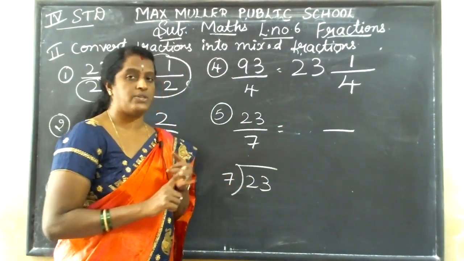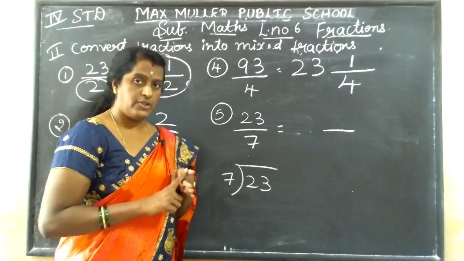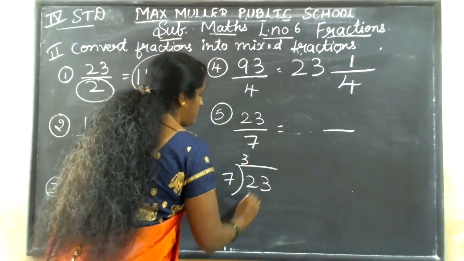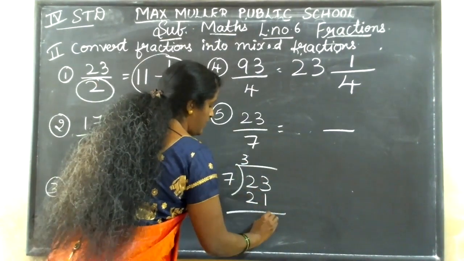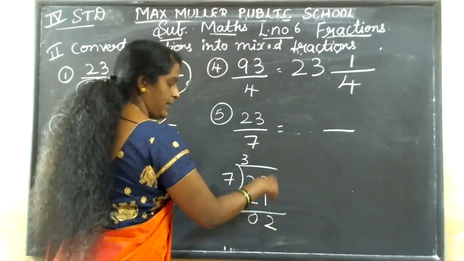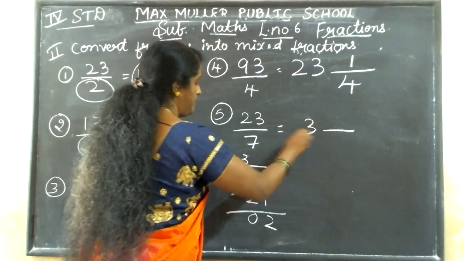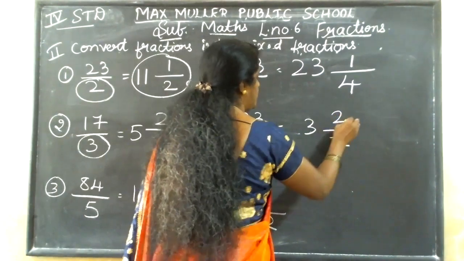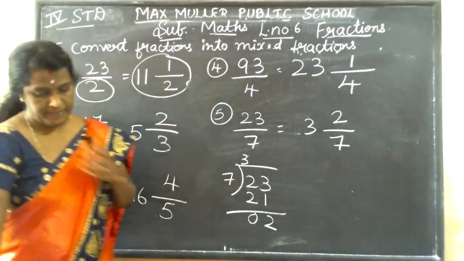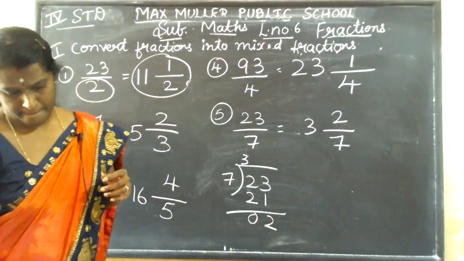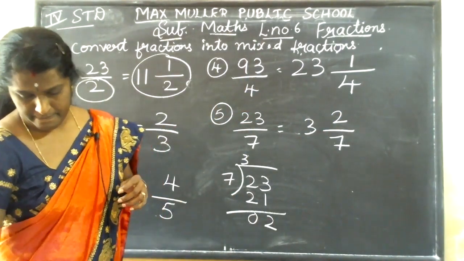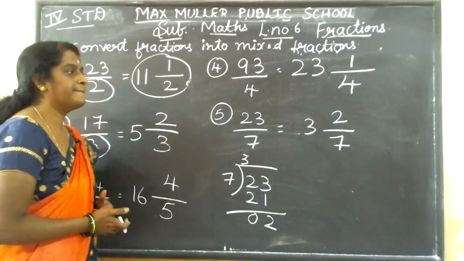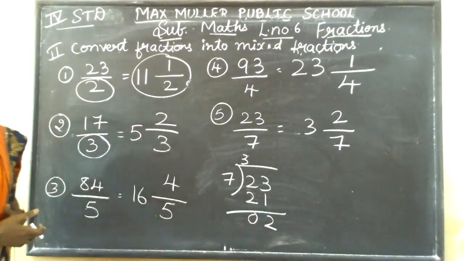7 ones are 7, 7 twos are 14, 7 threes are 21, 7 fours are 28. Can I write 7 fours are 28? No. 7 threes are 21. 23 minus 21, 2. There is no number to bring down. The whole number is 3. The denominator is 7. The new numerator is 2. Yes, you got the answer, children? Let's copy down. Still 3 more sums are there.